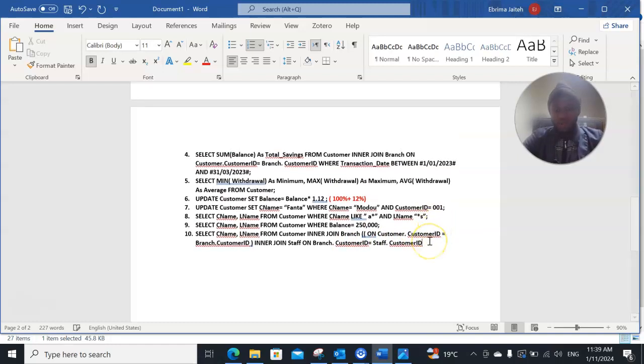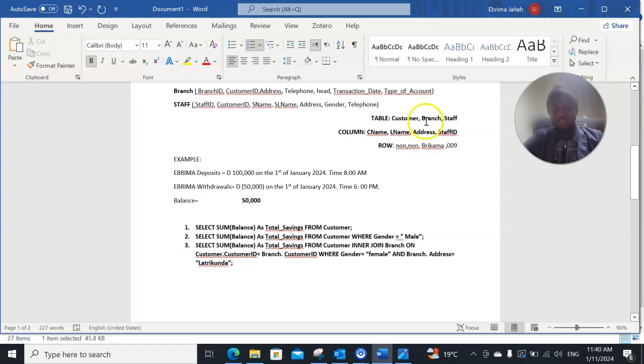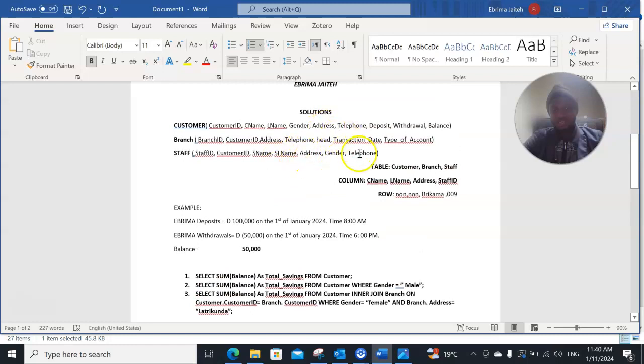So at the end, you bring your bracket close. So we have how many brackets? 1, 2. So it means it offsets these 2 bracket opens here. So it means that you have completed your inner joins. Now the question for this is the address of the branch must be in Brikama. So you can see we have different addresses here. We have address here, we have address. So I'm going to use branch.address so that I can be more specific.